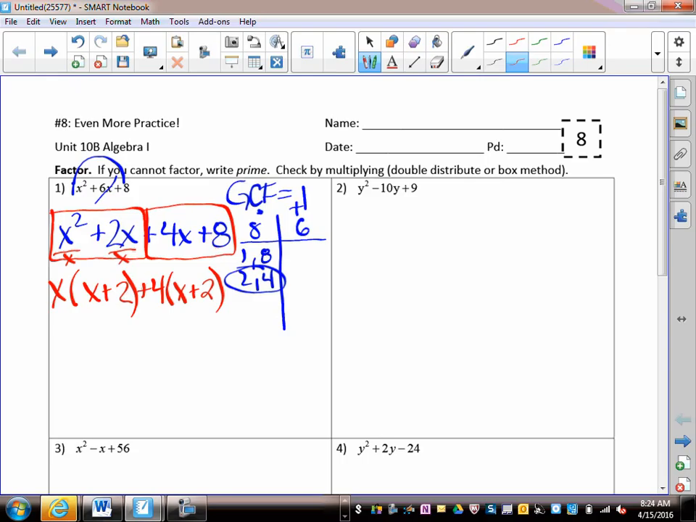Okay, Friday, are my parentheses the same? Yes, so we factor those out. So we have x plus 2. And what's left behind now? Good, x plus 4. Alright, before we can say that it's our answer, what do we need to do? Check. Good, we gotta check it.